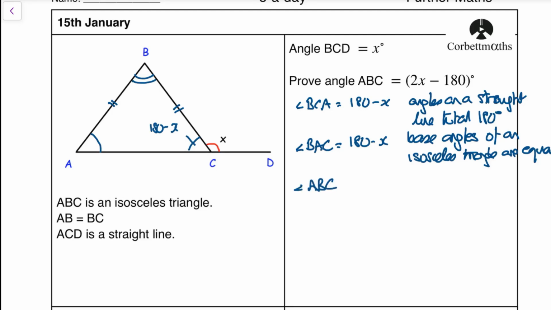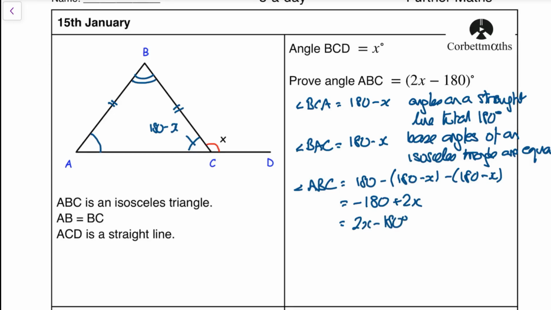So angle ABC is equal to 180 minus (180 minus x) minus (180 minus x), which is equal to, well, 180 minus 180 minus 180 is minus 180. And then minus minus x plus minus x is 2x. And let's write the thing we want, which is 2x minus 180 degrees. And we need the reason because angles in a triangle total 180 degrees.